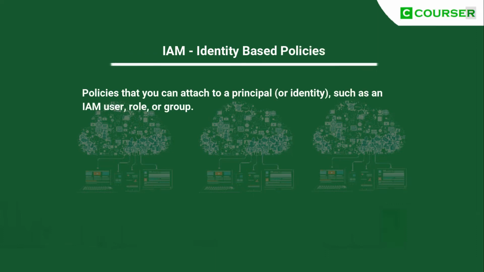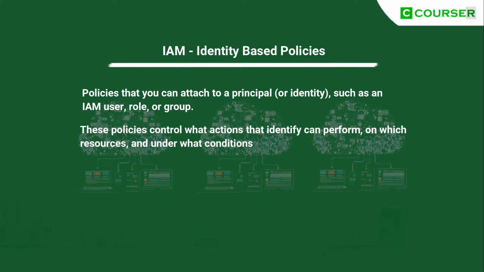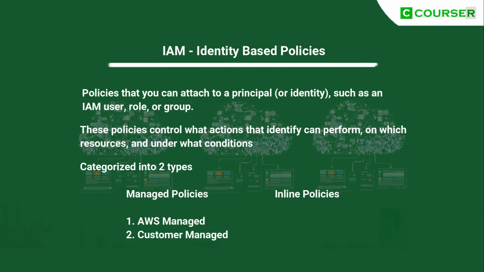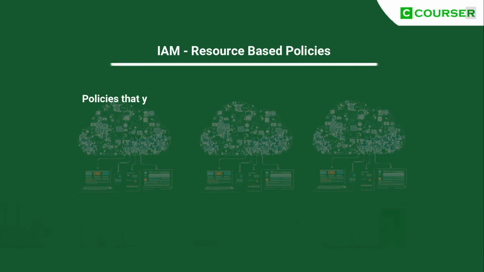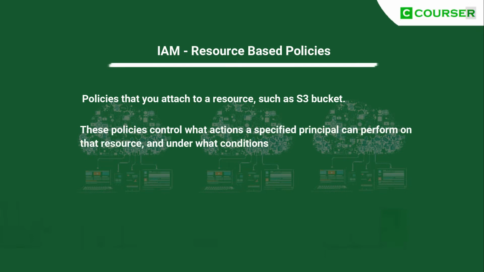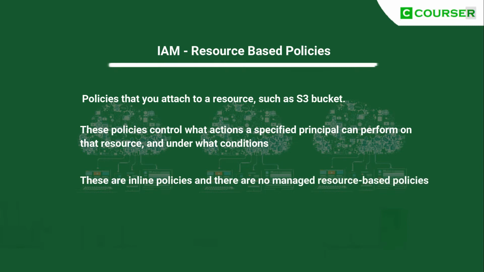So, identity based policies are policies that you can attach to your principal. These policies control what actions that identity can perform. They are categorized into AWS managed and customer managed. Then there are policies that attach to a resource such as an S3 bucket. These policies control what actions a specified principal can perform on that resource. These are inline policies.